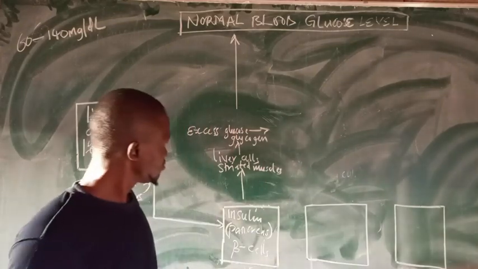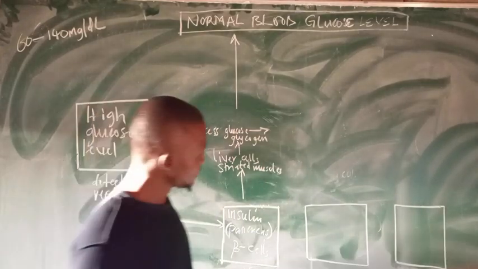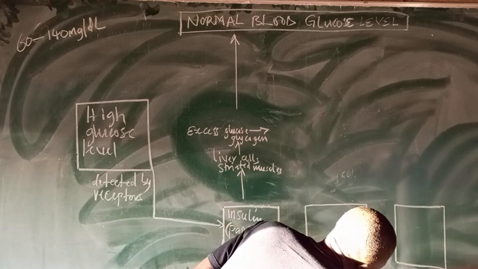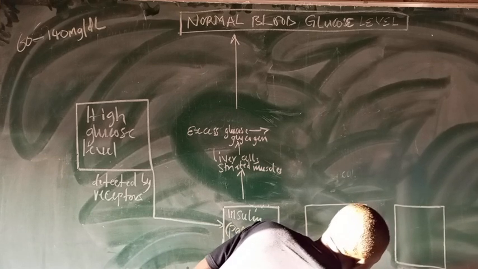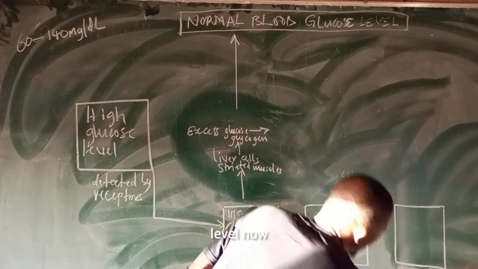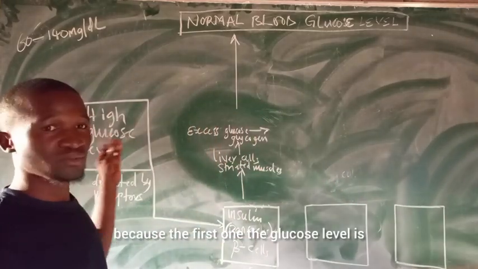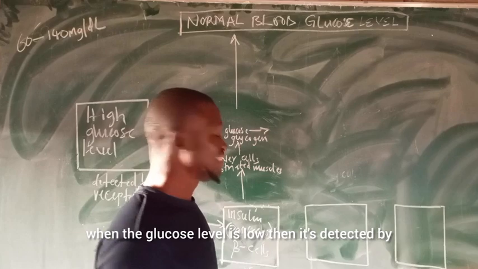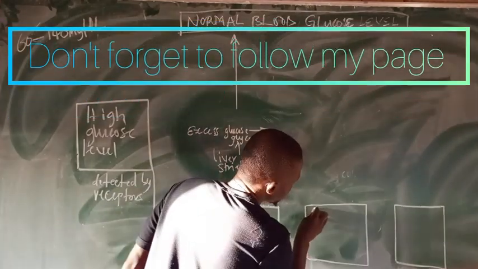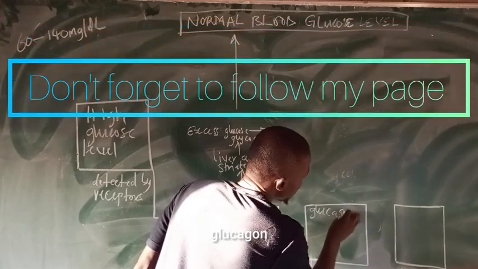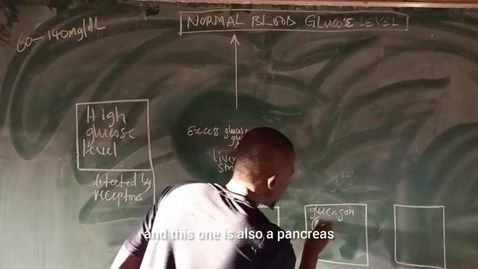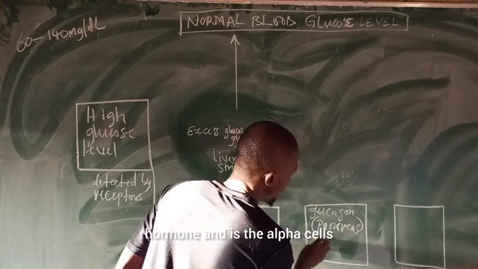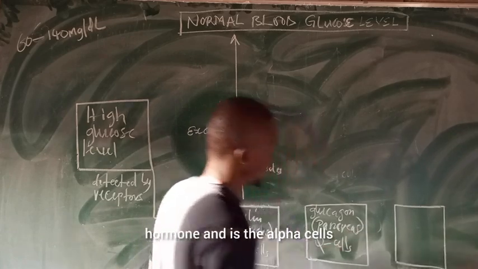The second one is when you have low glucose level now, because in the first one the glucose level is high. Now when the glucose level is low, it's detected by glucagon, and this one is also a pancreas hormone, from the alpha cells.